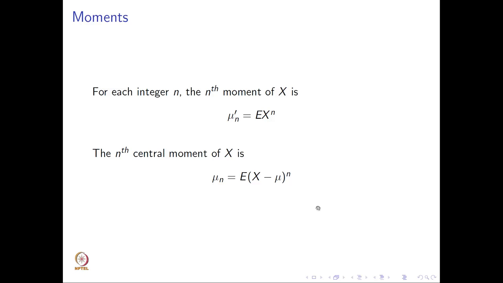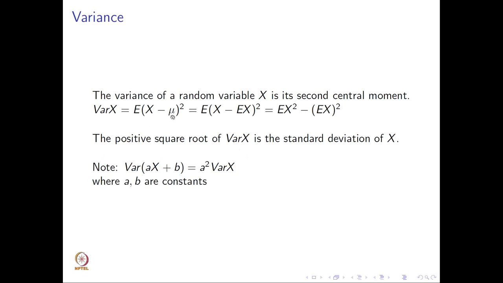The two moments that find most common use are the first moment, which is mu dash equals expectation of x, that is the mean of the random variable x, and the second central moment, which is mu2 equals expectation of x minus mu raised to the power 2, which is the variance of the random variable x. Thus, the variance of a random variable x is its second central moment. Variance of x equals expectation of x minus mu whole square.